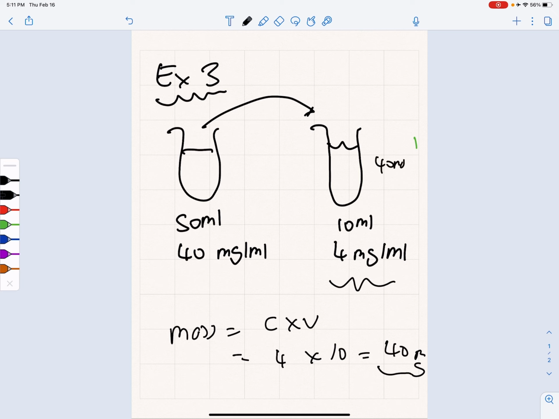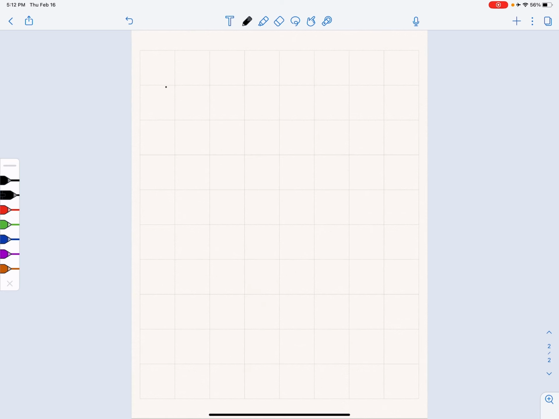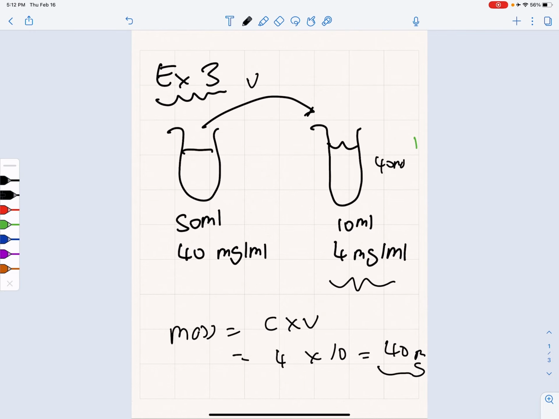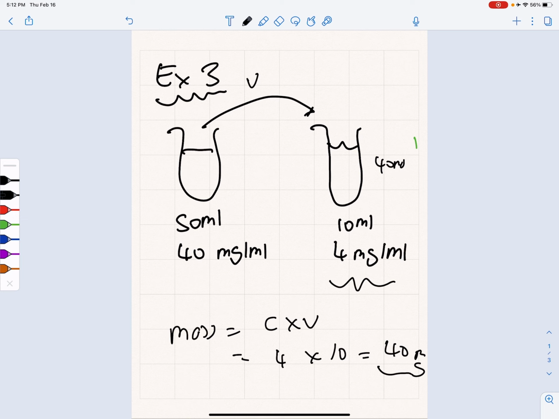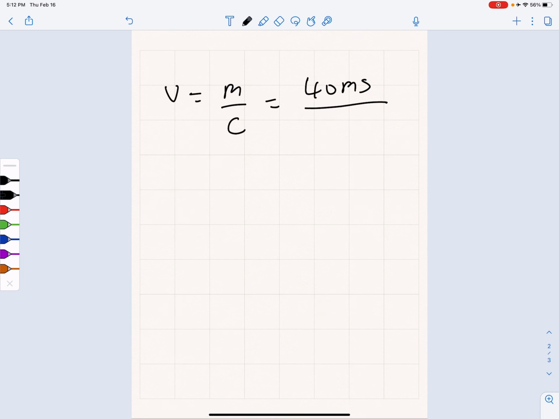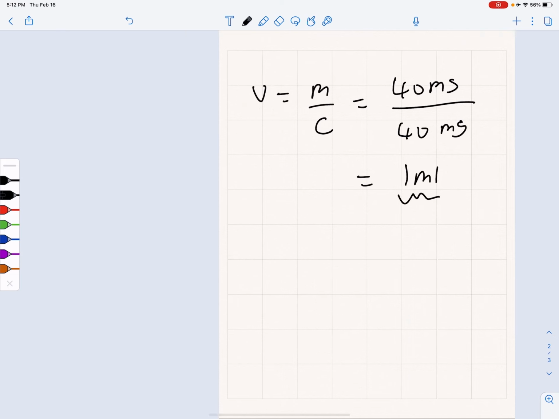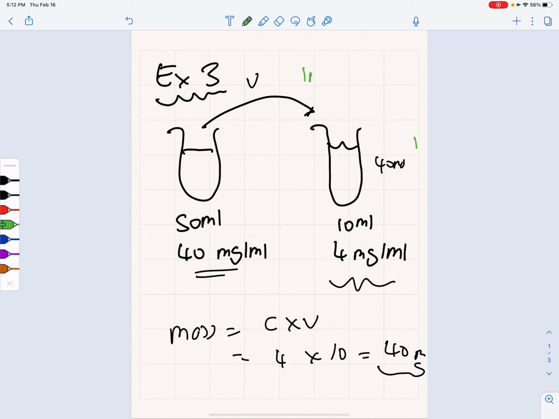Okay, so then what we want to do is solve for the volume. If you remember, volume is mass over concentration. So we know we want 40 milligrams, divided by the concentration of the stock, which is 40 milligrams per milliliter. Again, this will give us our answer of 1 milliliter, and again, we're going to add our 9 milliliters. So a couple of different ways to get to it. Either way is fine. There are also ways to do it as a dilution factor. As I said, whichever way works best for you.